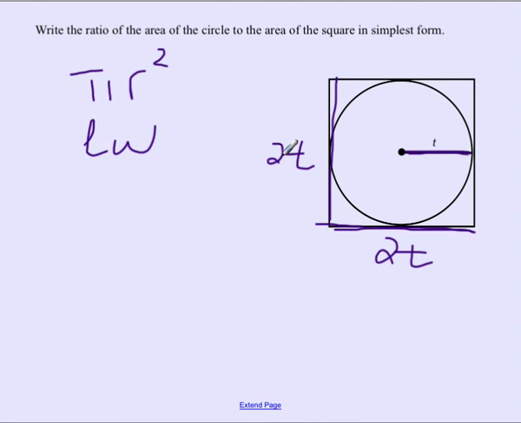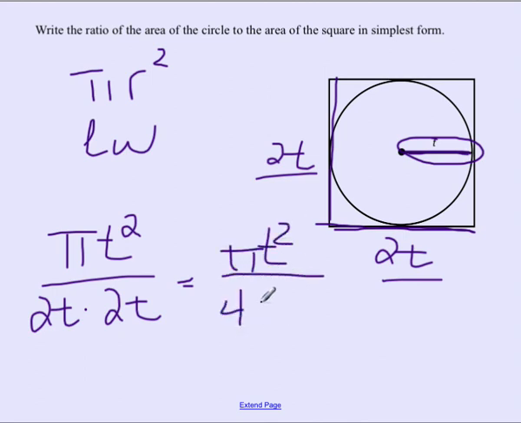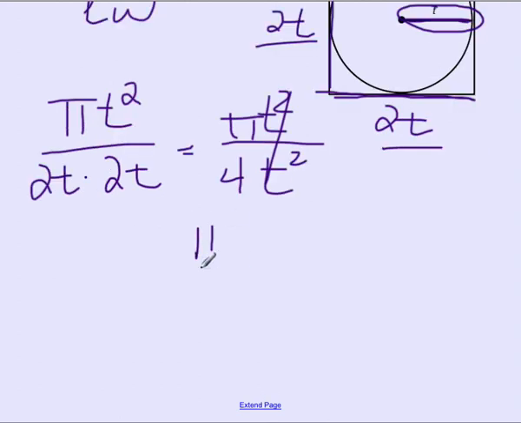So we want to take the area of a circle divided by the area of the square. So the area of a circle is pi and then r squared. Well, r represents the radius, and the radius of my circle is t. So that's pi t squared. Then on the bottom, we're going to take 2t times 2t. That's our length times width. And 2t is just fun to say. Okay, so let's simplify that out. So we get pi t squared divided by 4t squared. Well, my t squareds are going to cancel. And then I'm left with pi divided by 4.